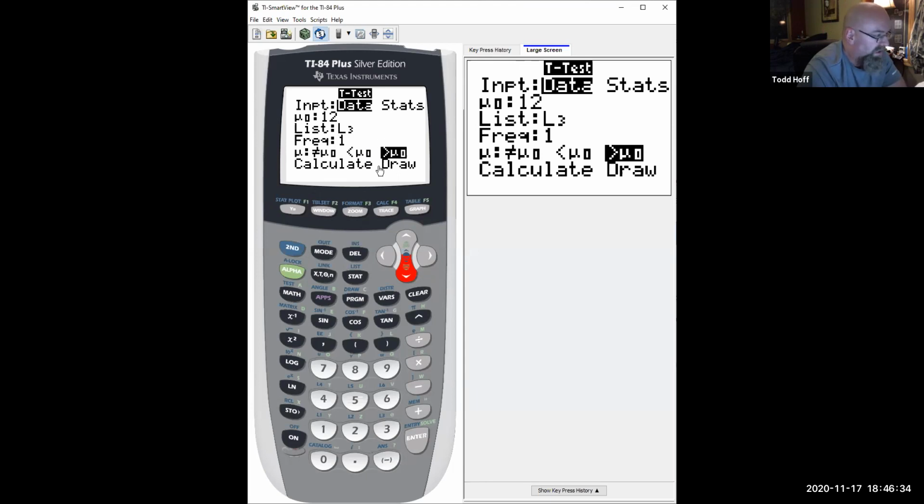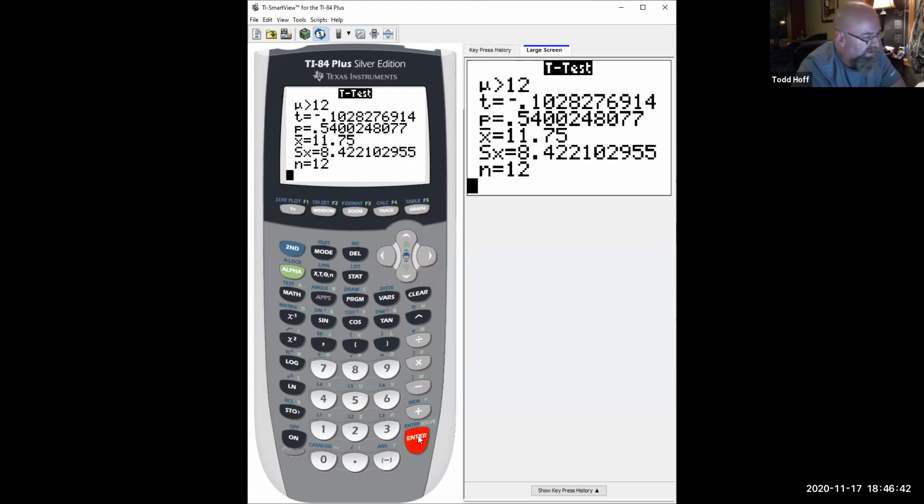And then, of course, our alternative here is greater than. The coach said that they outscored them by more than 12 points. So we're going to calculate. We get a test statistic here of a negative 0.1028 and a p-value of 0.54. Let's analyze this.